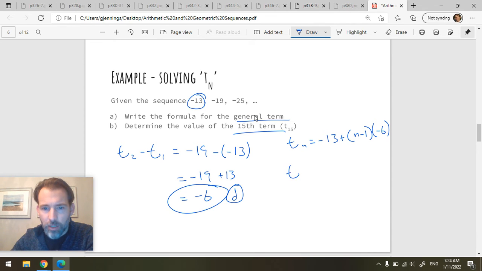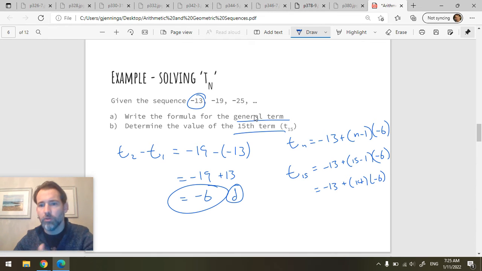So now if I want to know the 15th term, then that's equal to minus 13 plus 15 minus 1 times negative 6. Okay, 15 minus 1 is 14. So negative 13 plus 14 times minus 6. Now do that. So 14 times minus 6 is negative 84. So negative 13 minus 84. Well, that is simply minus 97.